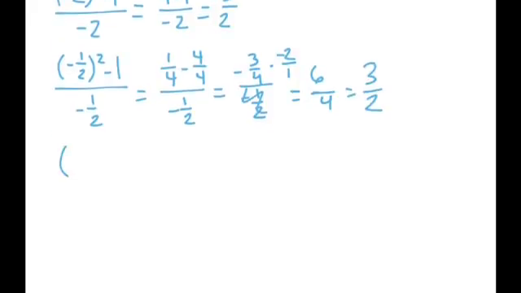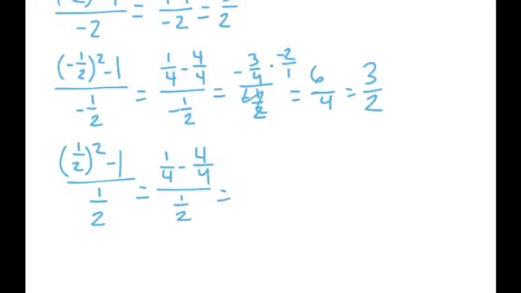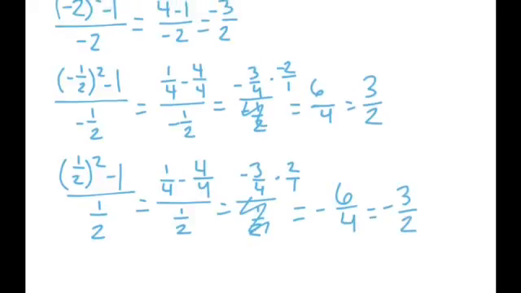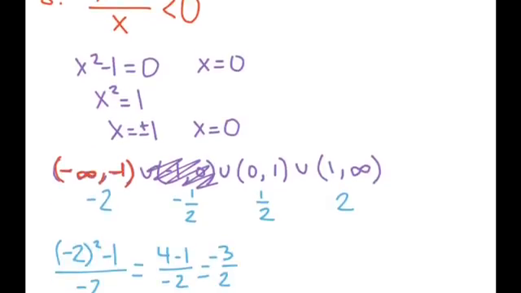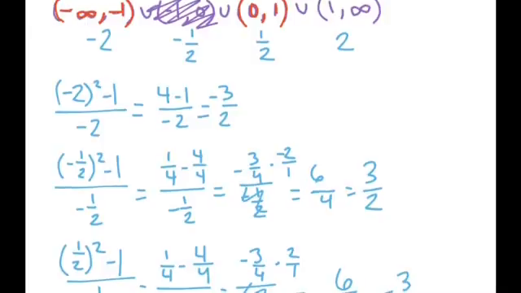So the next test value is 1/2. So 1/2 squared minus 1 over 1/2. 1/4 minus 4/4 over 1/2. Negative 3/4 over 1/2 times 2 over 1. Negative 6/4, or negative 3/2, which is a number less than 0. So that is a solution. So that means that interval is a solution.